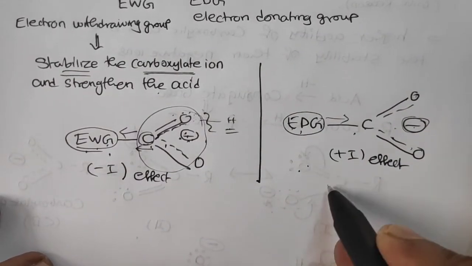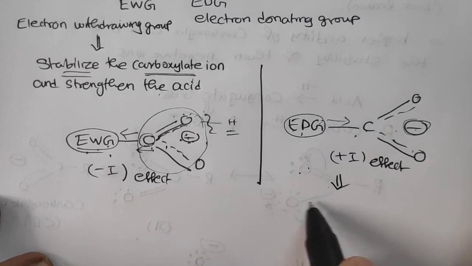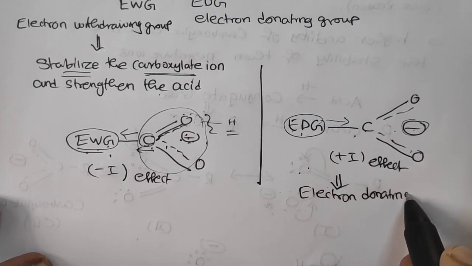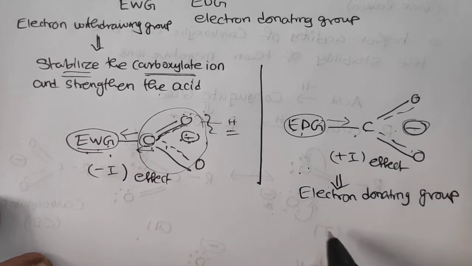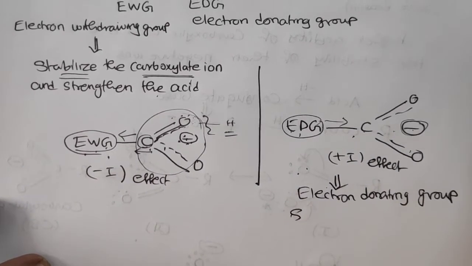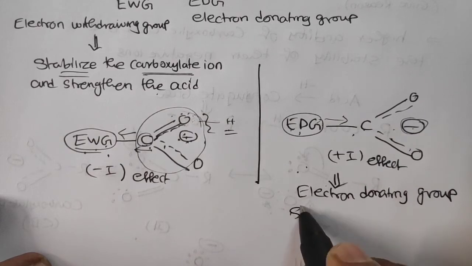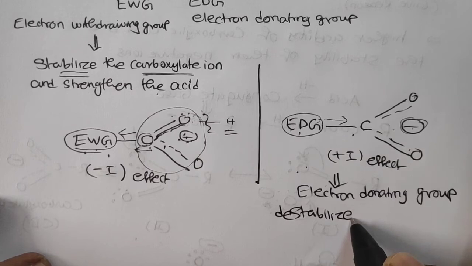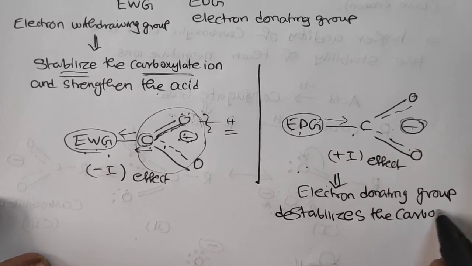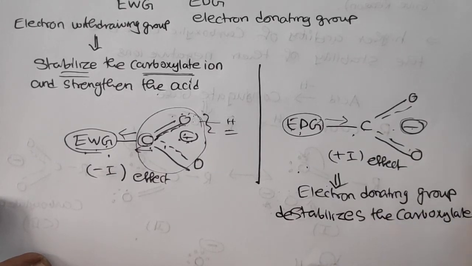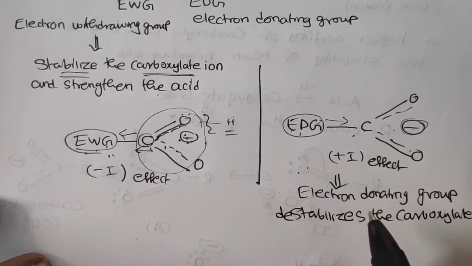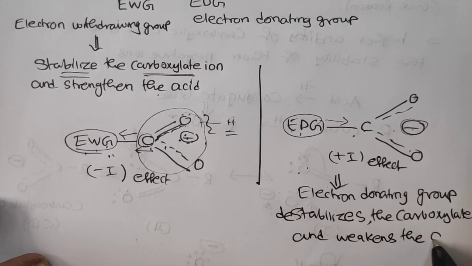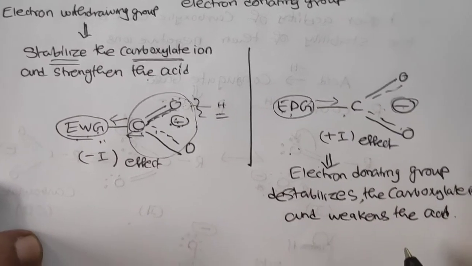So in this case, the electron donating group destabilizes the carboxylate ion. Here it was stabilizing, here it is destabilizing, and it weakens the acid. Understood? So this is the reason we are talking about.